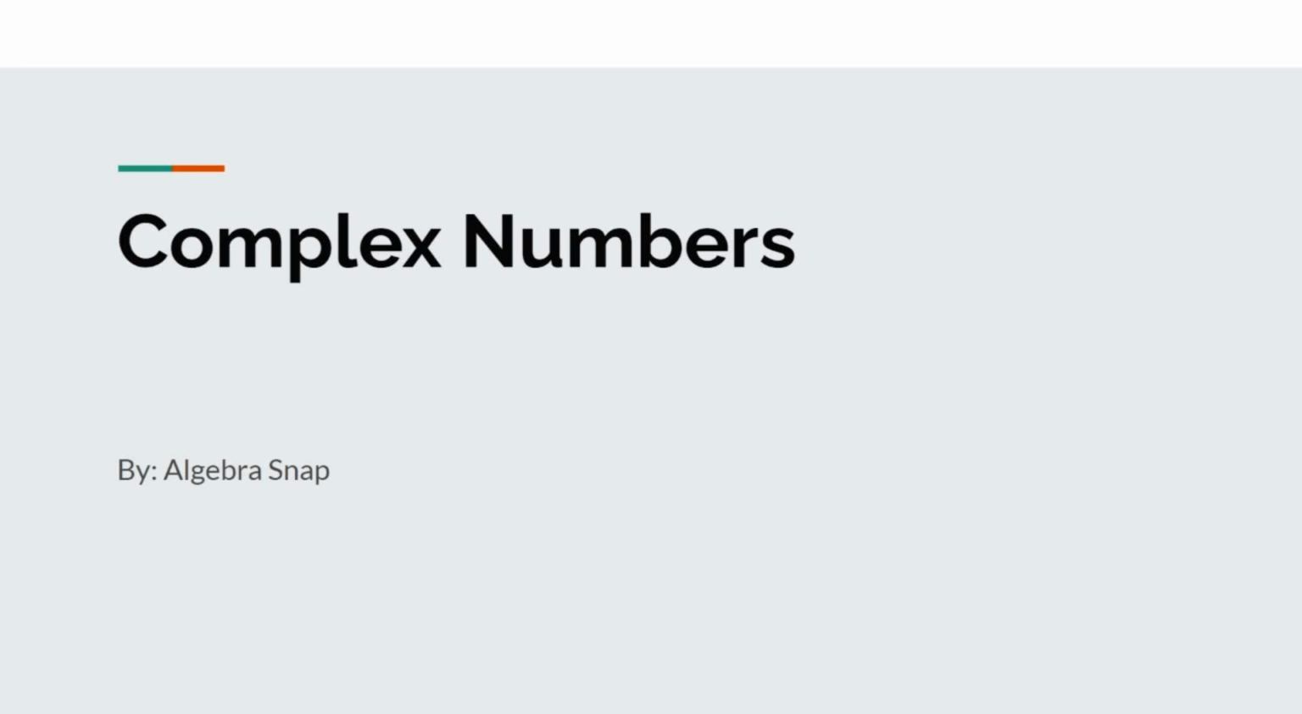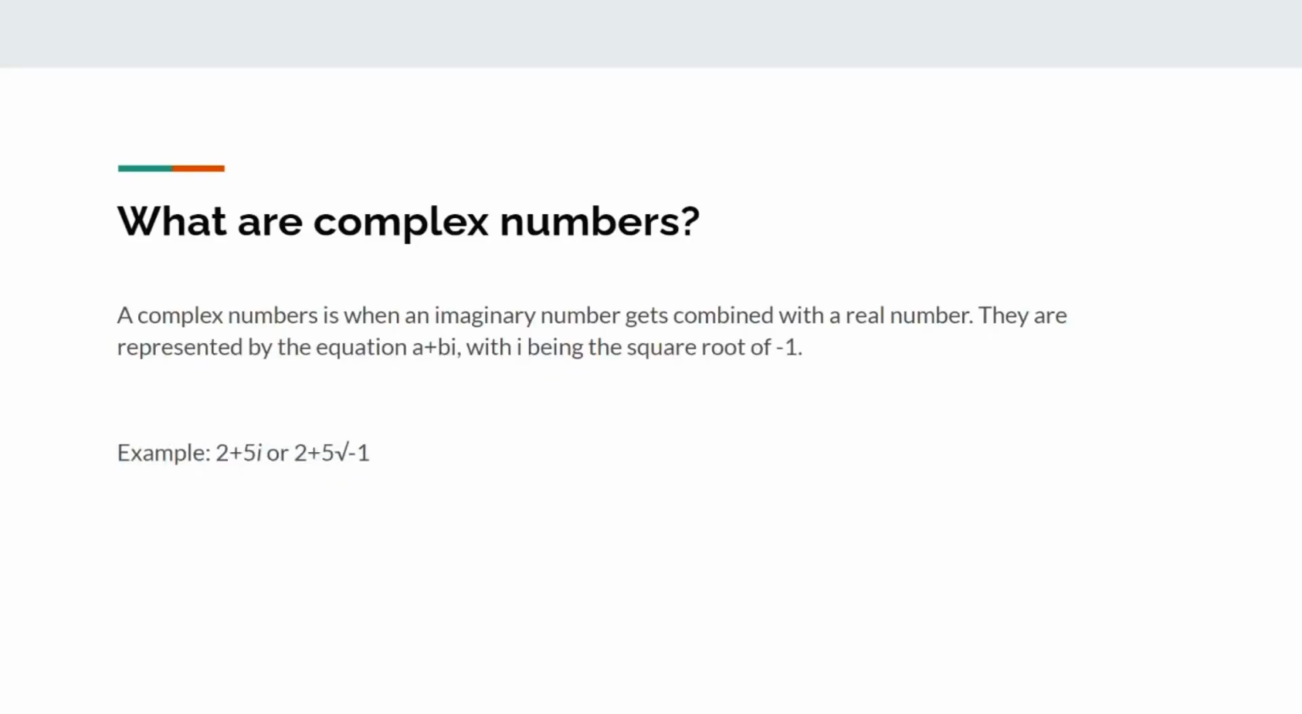Welcome to Algebra Snap. In today's video, we're going to be talking about complex numbers. We're going to be discussing what they are and how they are used. Complex numbers are represented by the formula a plus bi, with a and b being real numbers, while i is the square root of -1, which is an imaginary number.